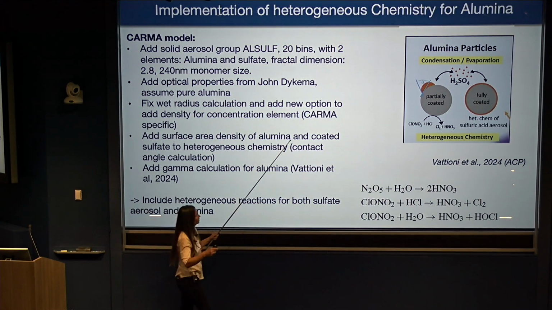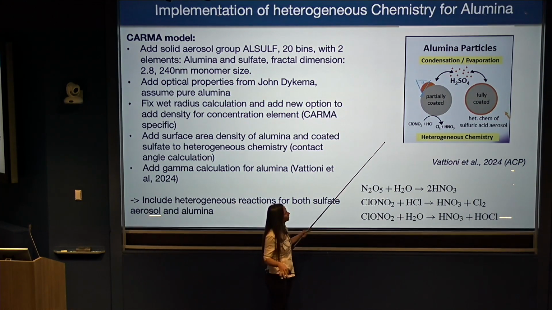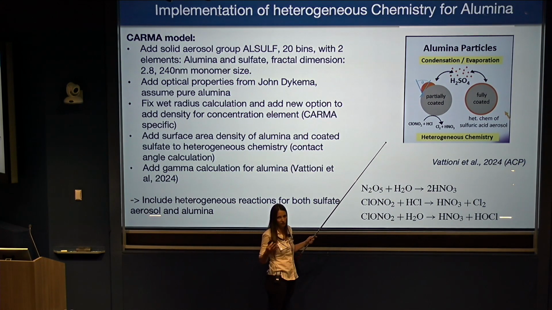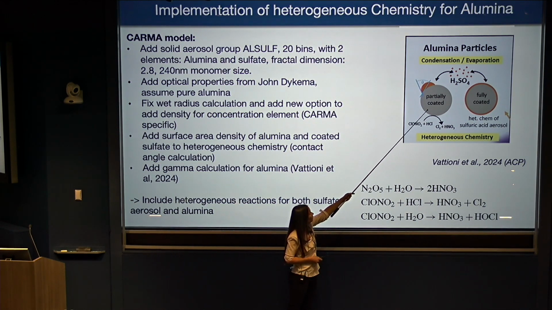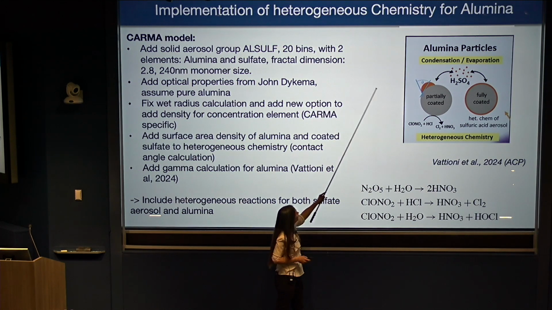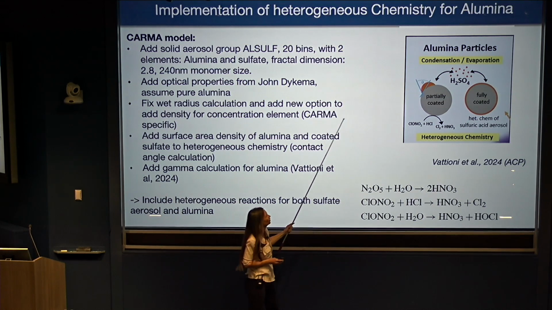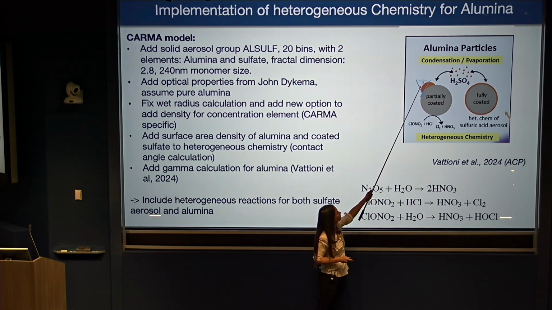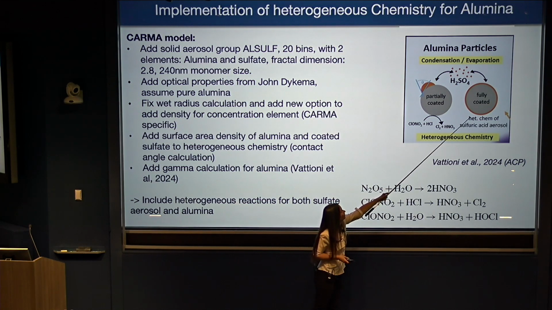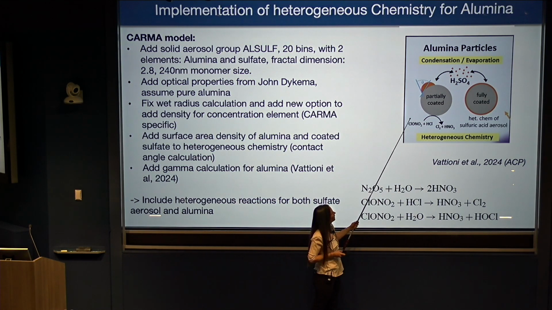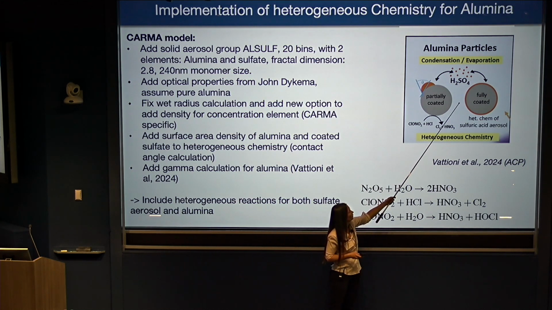before we had just treated the aerosols as not interacting with the sulfur or the sulfate around, but now we do allow condensation of alumina, and we actually apply what Sandra has done, an approach which is the contact angle calculation, to consider how much surface area density is actually covered depending on where you are. And so this is very important for heterogeneous chemistry, because heterogeneous chemistry reacts on the surface of a particle.